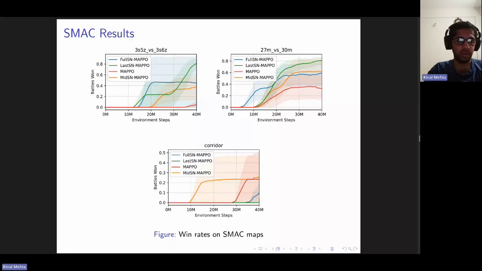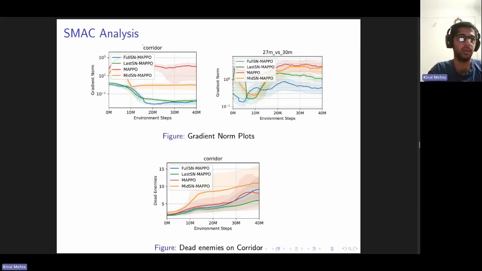Now we will look into more detail about why this is happening, why it is not able to learn anything here, whereas last SN MEPPO converged really nicely in these other two scenarios. For that, we look at the gradient norm plots of the spectral layer, the layer on which we apply the spectral normalization. So this is the gradient norms of the entire network. My bad.